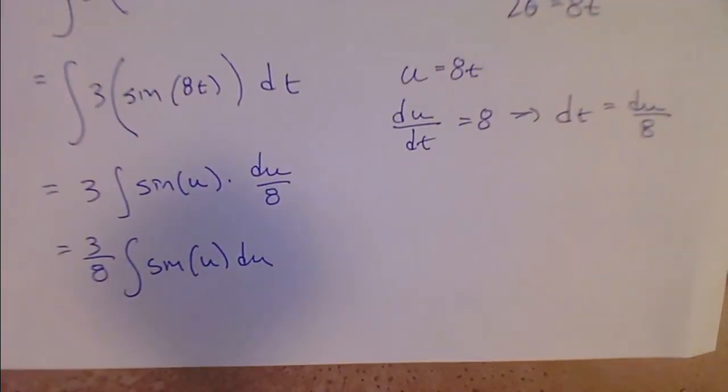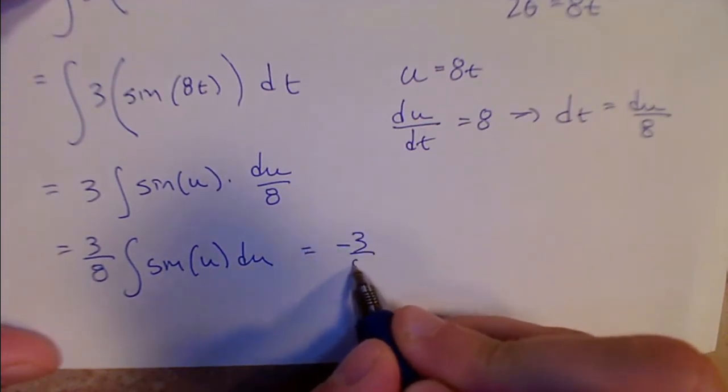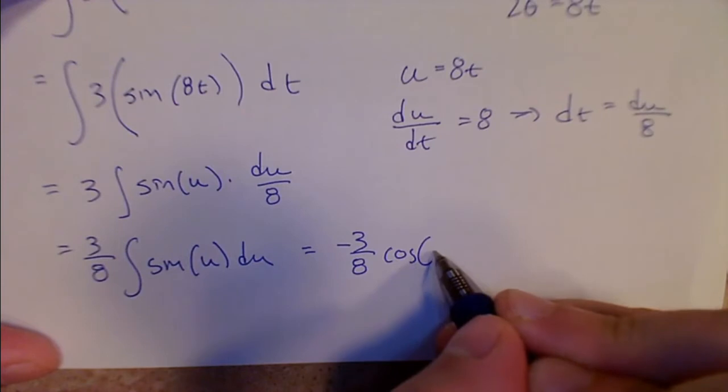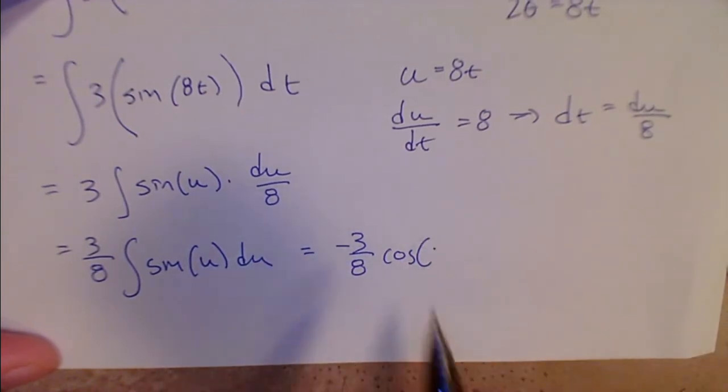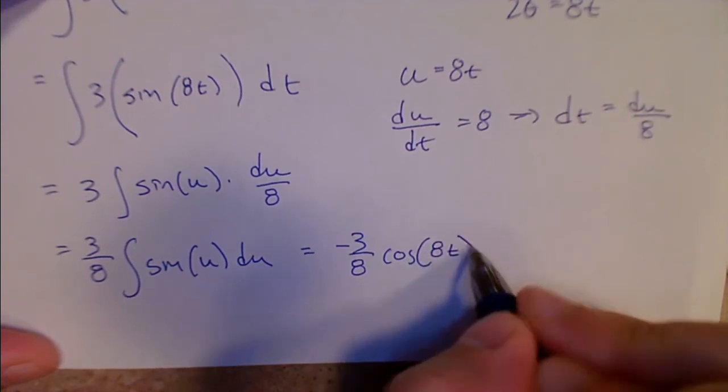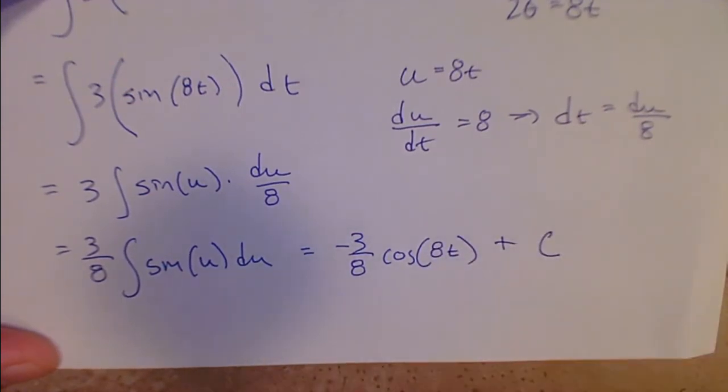And then we just need to remember what the integral of sine u is. So in my head, I always got to go through it. The derivative of sine is positive cosine, so therefore the derivative of sine, or I'm sorry, the integral of sine would be negative cosine. So this is negative 3/8 cosine of u. Now let's just go ahead and recall what u was. I've done my u sub, so that's just 8t plus an arbitrary constant c.